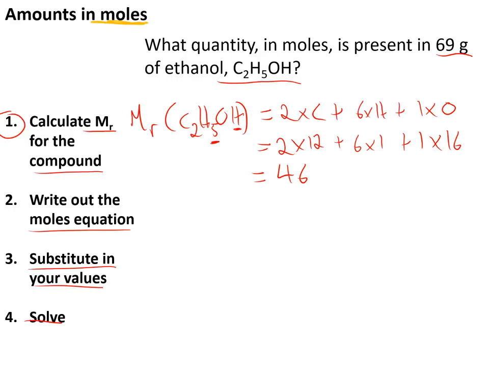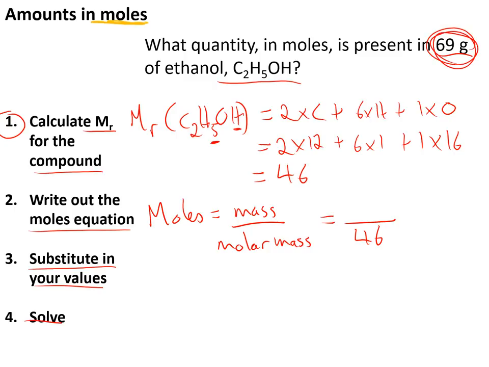Now we're going to write out our moles equation. So moles equals mass over molar mass. We've just found the molar mass because that is the same as the relative mass. So we're dividing by 46. We've got 69 grams up here, which was the mass given in the question. So we're going to put 69 there. And if we do that, it comes to 1.5, and the unit is moles. So that is our final answer.